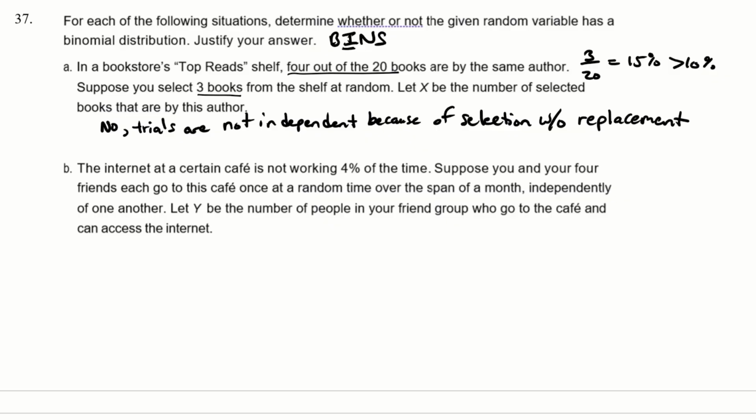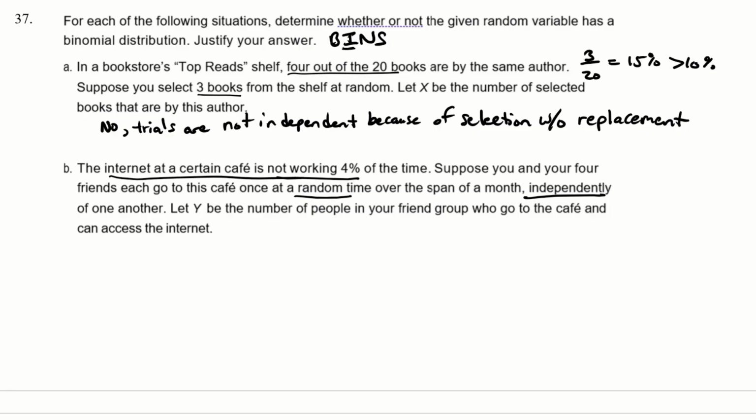Okay, so now part B. It says the internet at a certain cafe is not working 4% of the time. Suppose you and your 4 friends each go to the cafe once at a random time over the span of a month, independently of one another. Let Y be the number of people in your friend group who go to the cafe and can access the internet.